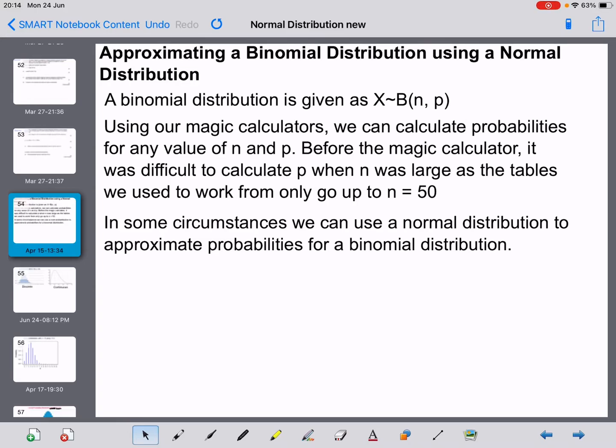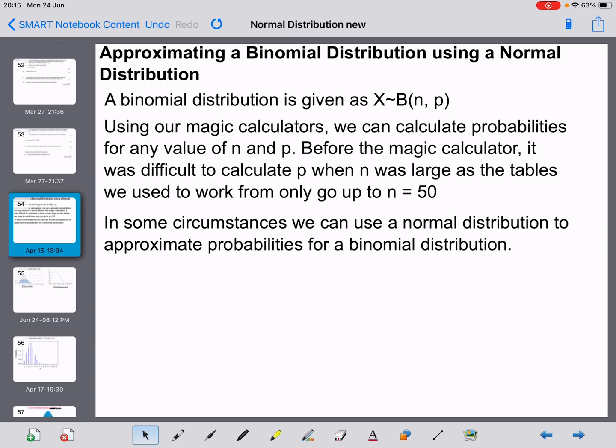This is the next video on normal distribution. So in this video, I'm going to talk about how we can use the normal distribution curve and the normal CD function on our calculator to give us an approximate probability for something which we could normally calculate with our binomial CD function. So we are approximating probabilities associated with the binomial distribution using our normal distribution.